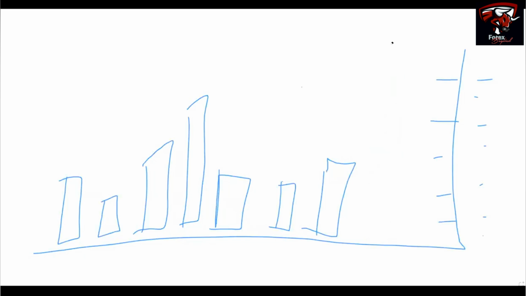Now, in your order, there are two lines. This is line number 1. This is line number 2. This line is called ask. This line is called bid. Now, spread is the difference between the two.